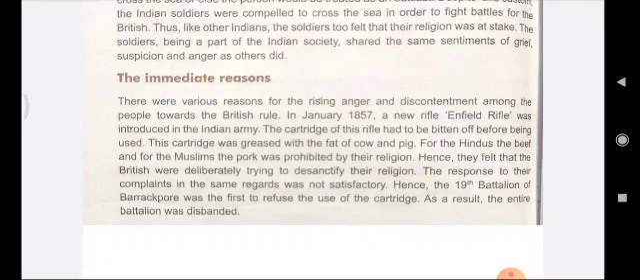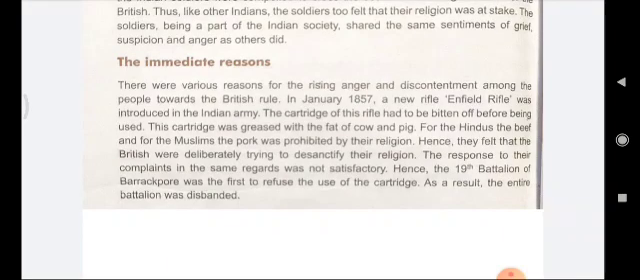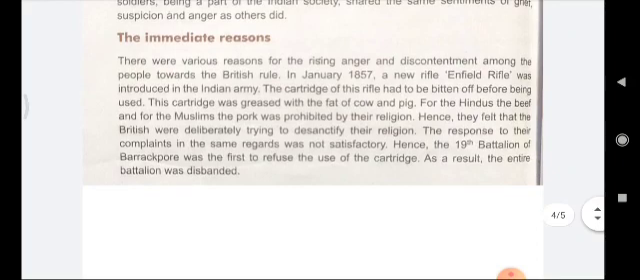The response to their complaints in this regard was not satisfactory. The people started complaining, but there was no satisfactory response, and hence the 19th Battalion of Barrackpore was the first to refuse the use of the cartridge, and hence the entire battalion was disbanded.